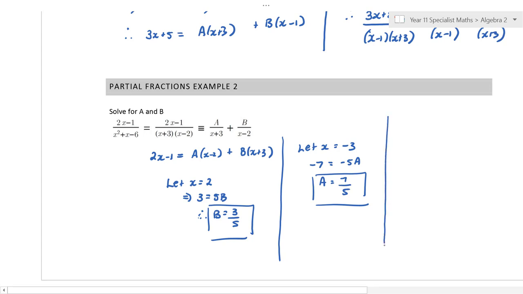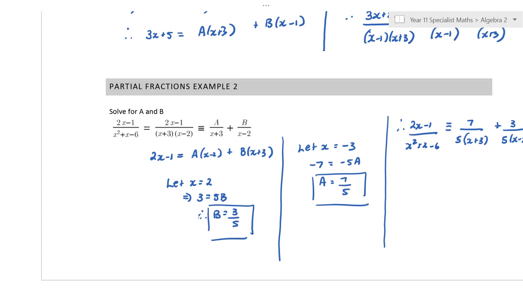I guess what you would write, therefore, is that 2x minus 1 over x squared plus x minus 6 is equivalent to 7 over 5, I'm going to put the 5 down there, that would make sense, x plus 3, plus B, which is 3 on 5, x minus 2. Now, I'm going to go and do that on expand again so you can practice.